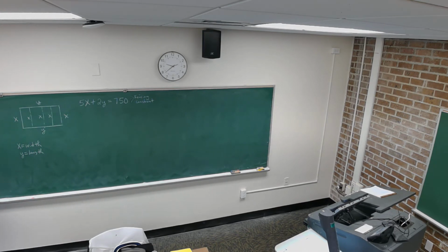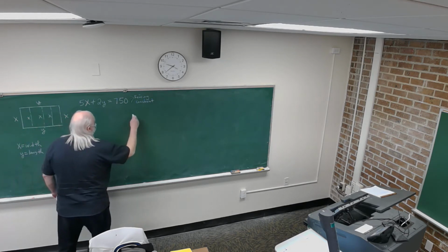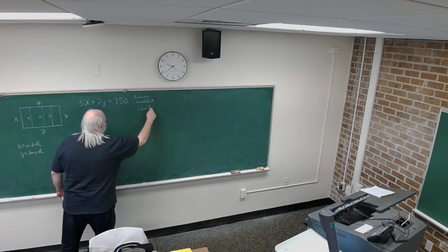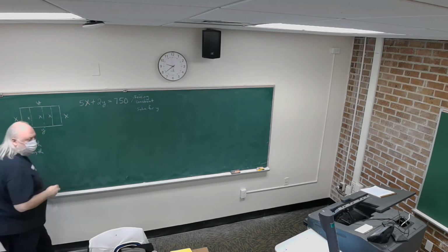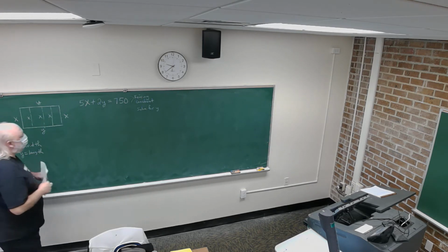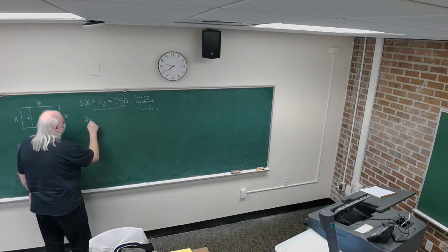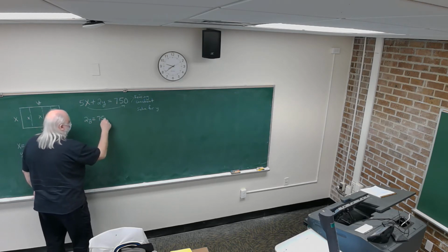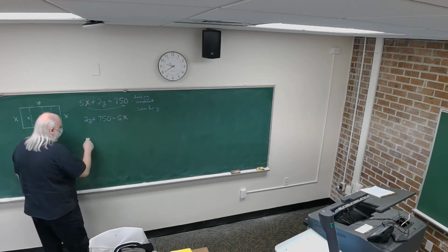So that's a linear equation, actually, and we can solve for y. Okay. And so when we solve for y, right, we can write the length of the rectangle y, okay, as a function of the width x. And so we subtract 5x from both sides. We have 2y is equal to 750 minus 5x. And then we divide both sides by 2.